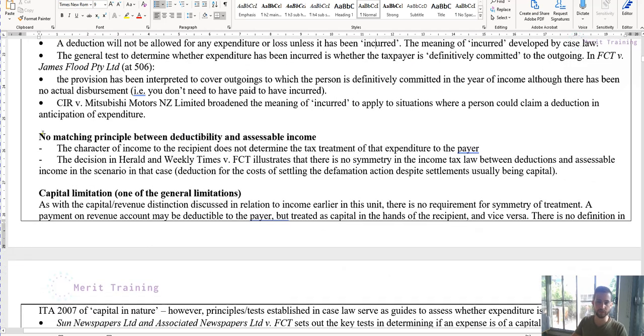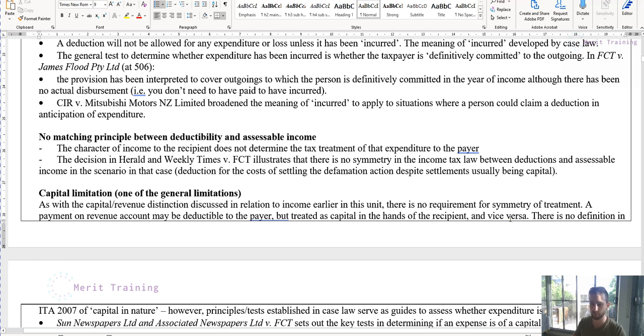Okay, next concept is no matching principle between deductibility and assessable income. So the character of income to the recipient does not determine the tax treatment of that expenditure to the payer. For example, we talked about an example of this before, if the income is business income or just assessable income, the deduction doesn't have to be deductible, right? The revenue and the deduction don't have to both be on revenue account.